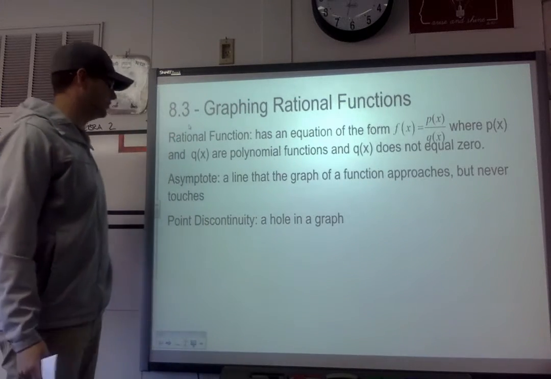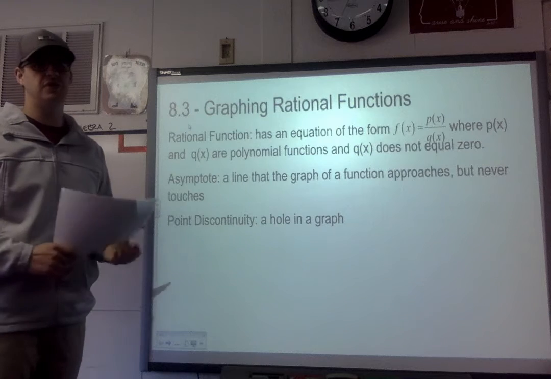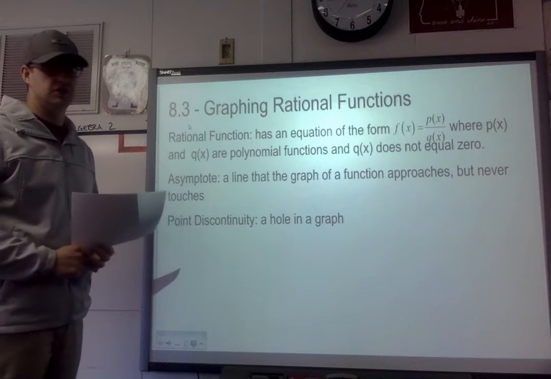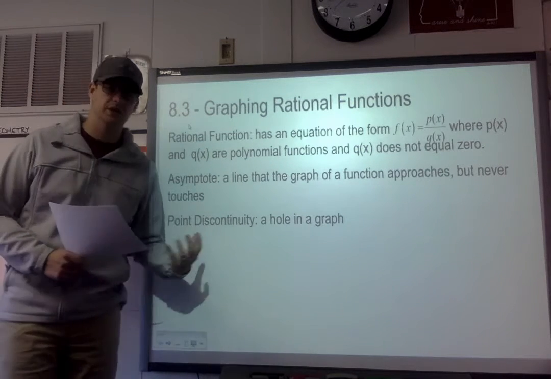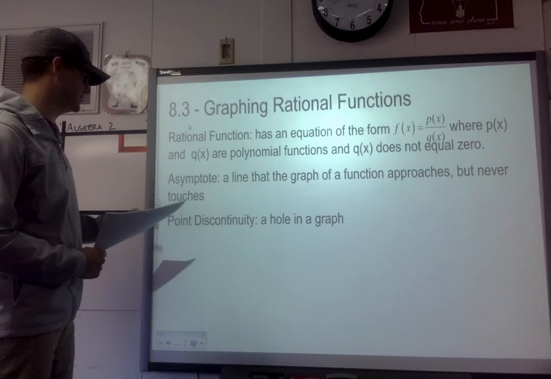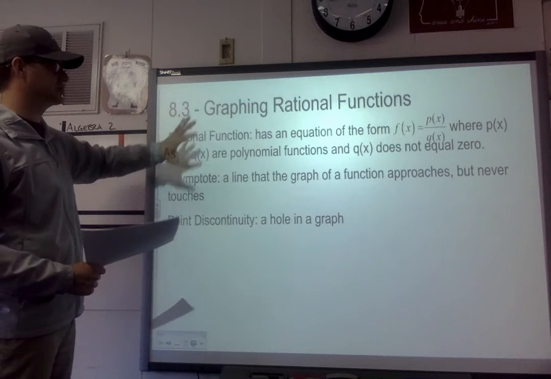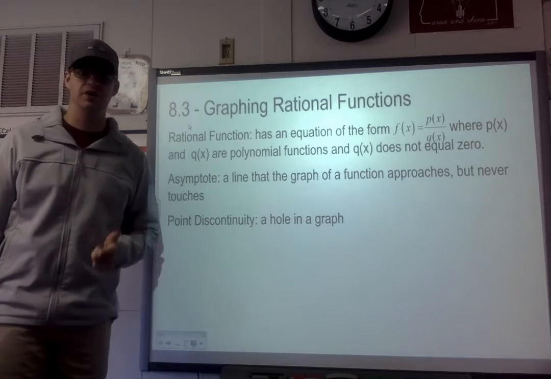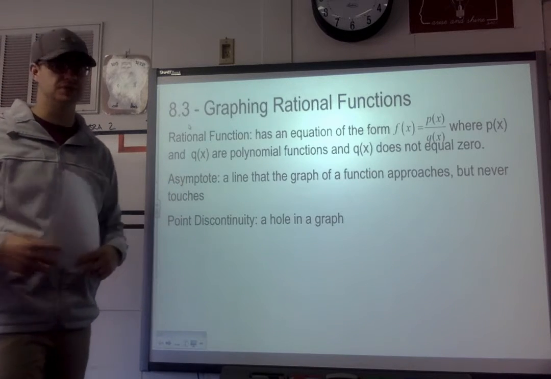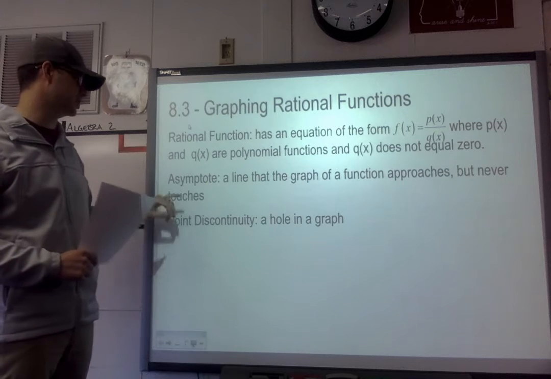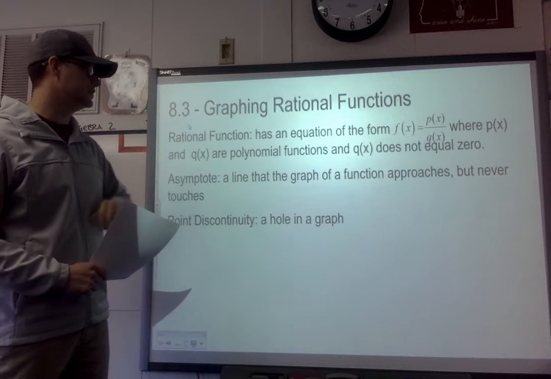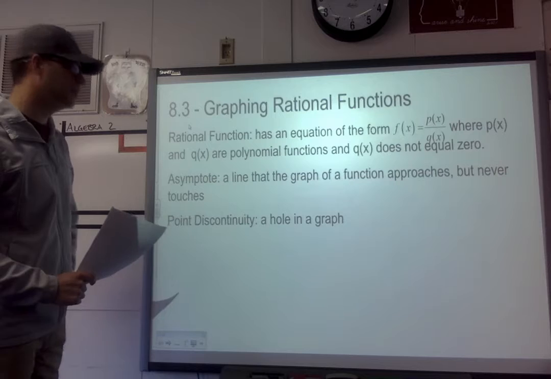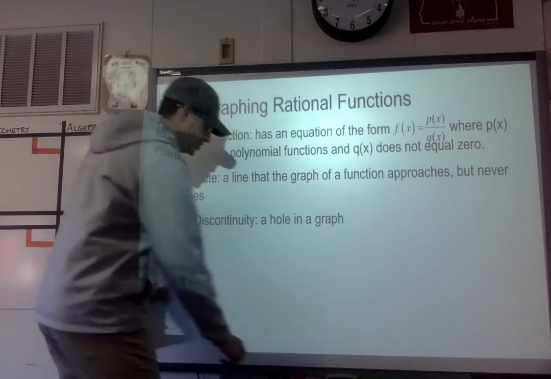Now, when we're graphing these, there's a couple of new things we're going to learn about here for graphing rational functions. The first one is an asymptote. We have both vertical and horizontal asymptotes when we're graphing rational functions. And those are lines that the graph of a function approaches but never touches.